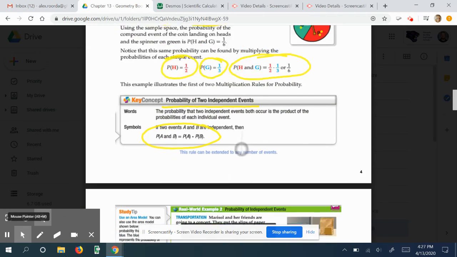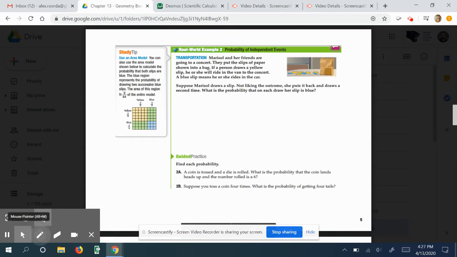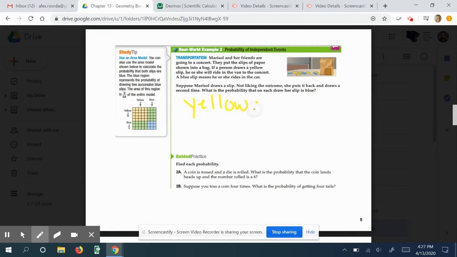So let's look at a couple examples, right? And so it says right here, Marisol and her friends are going to a concert. They put slips of paper in a bag shown. So here's our slips of paper right there, okay? And so it says that if someone picks a yellow, that is when you're going to ride in the van to the concert. And there are 1, 2, 3, 4, 5 yellow, okay? Then if you pick a blue, you get to ride in the car. And so blue, there are obviously 1, 2, 3 of those. So there's 3.